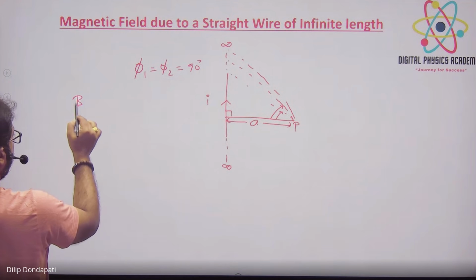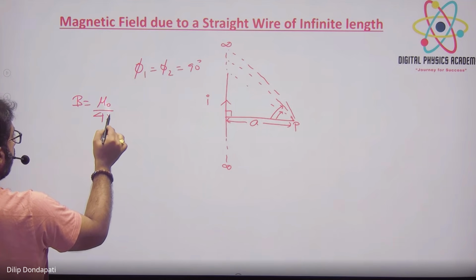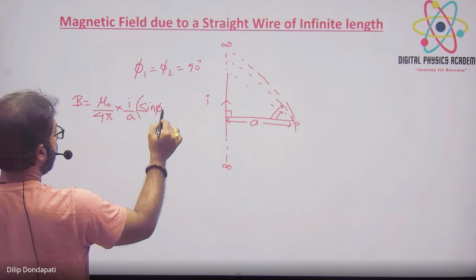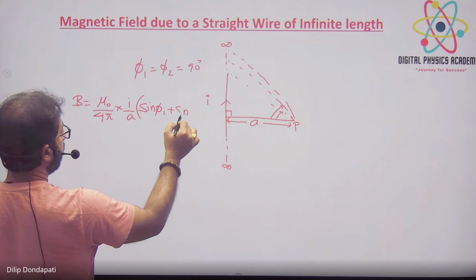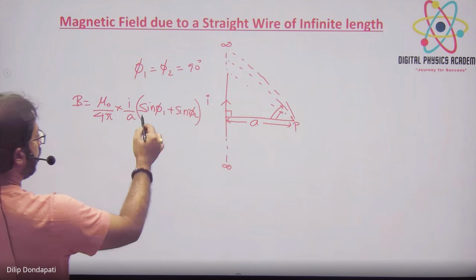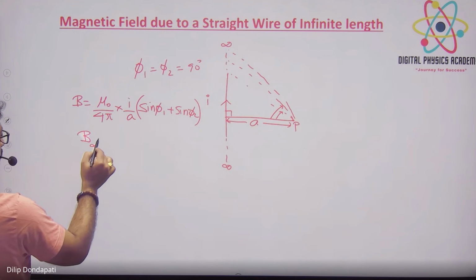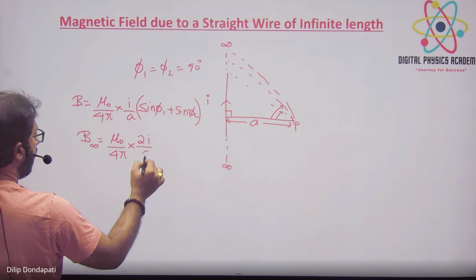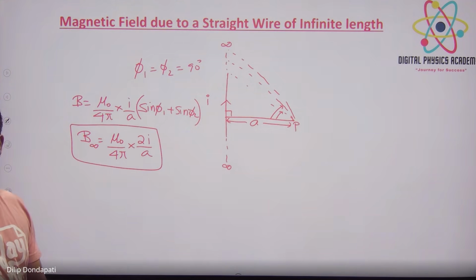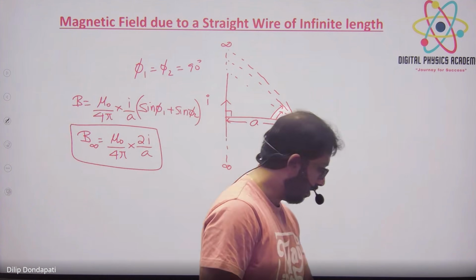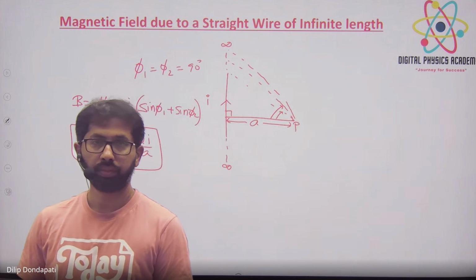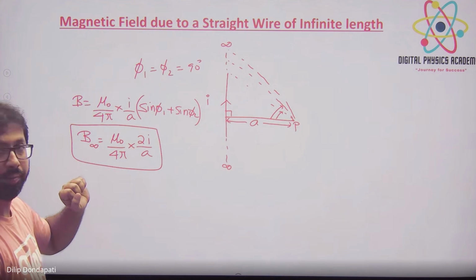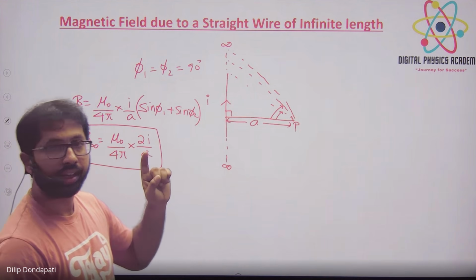So find the magnetic field. Mu naught by 4 pi into I by A into sin phi 1 plus sin phi 2. So sin 90 plus sin 90 is 2, right? So therefore the net magnetic field for an infinite wire is mu naught by 4 pi into 2I by A. Mu naught by 4 pi into 2I by A is the formula for an infinite wire. Okay, this formula also you have to learn. First we are doing only straight current carrying wires.